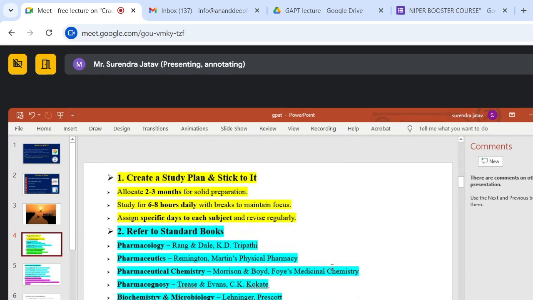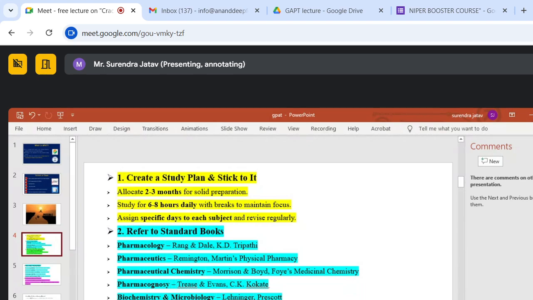Now, the third point is solve the previous year question papers and mock tests. Always, if you are preparing for any kind of exam, you need to refer to some previous question papers so that you will get to know what kind of questions are generally asked in the GPAT exam.